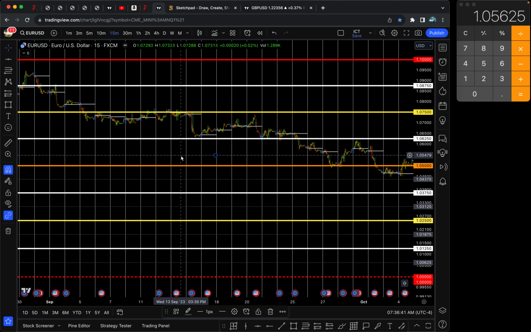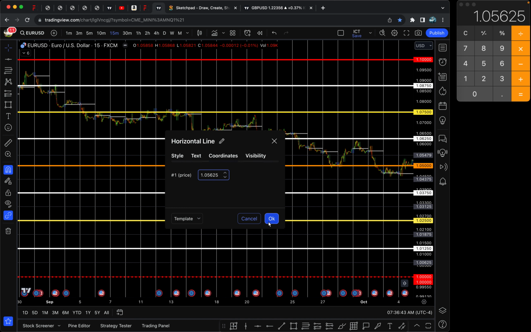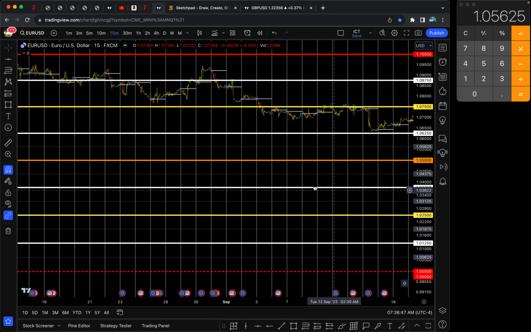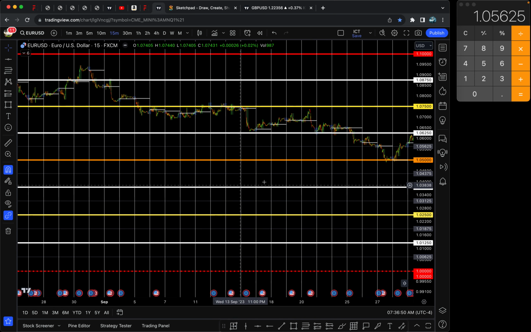Now I'm not going to do all these levels, but I just want to do enough so I can show you price reacting. And for the sake of completeness, I guess I just started at the bottom, like Drake.